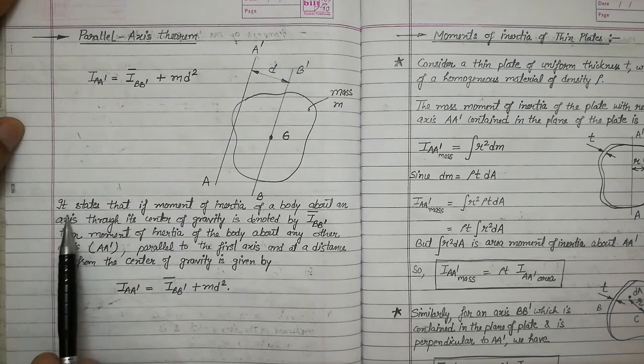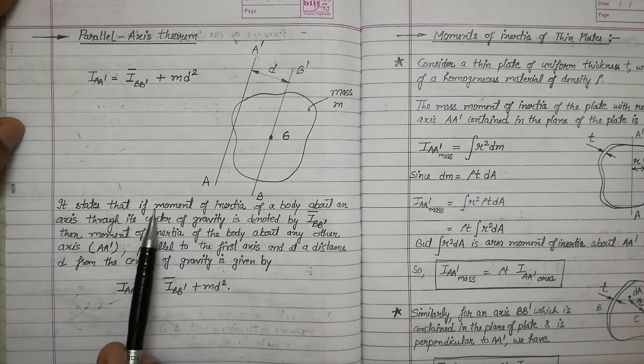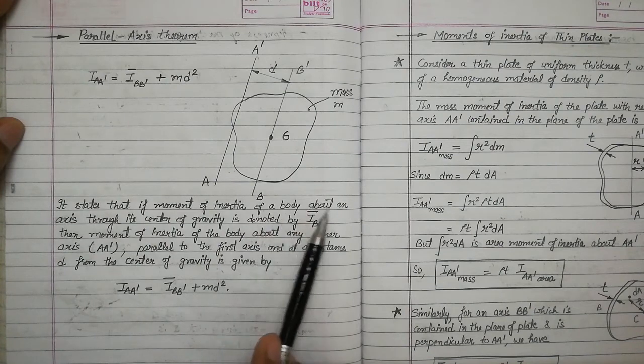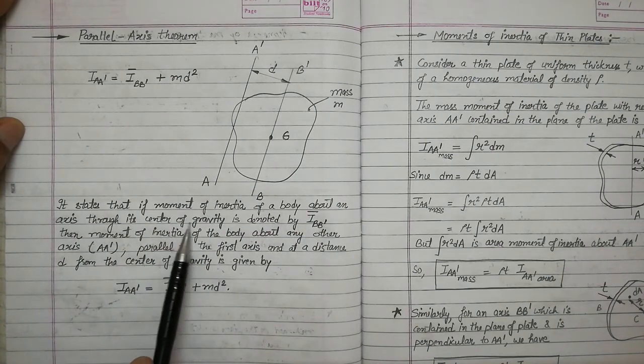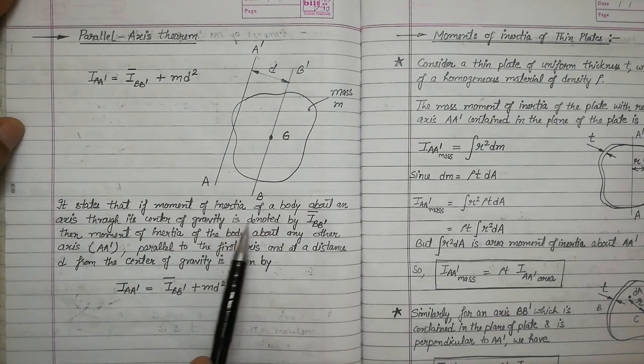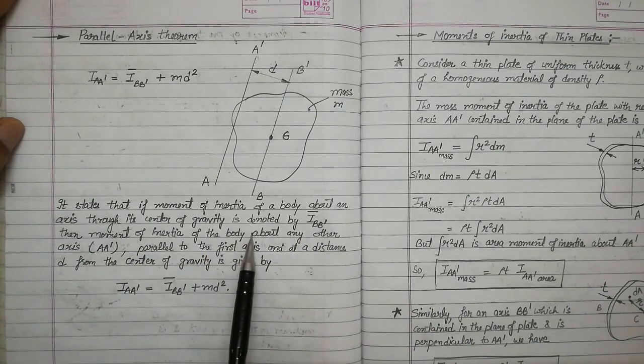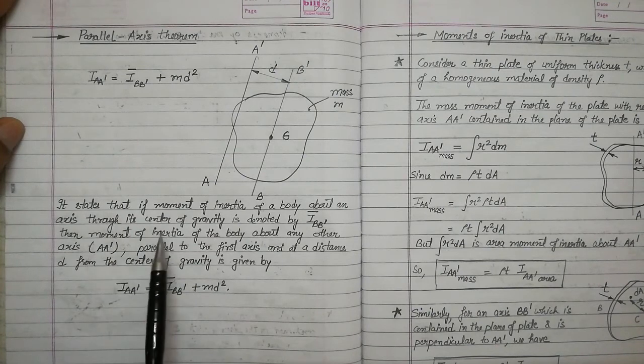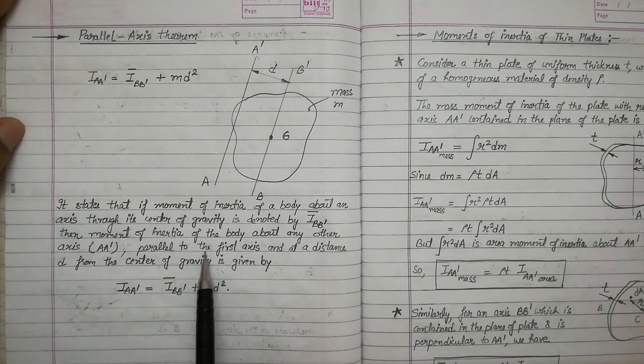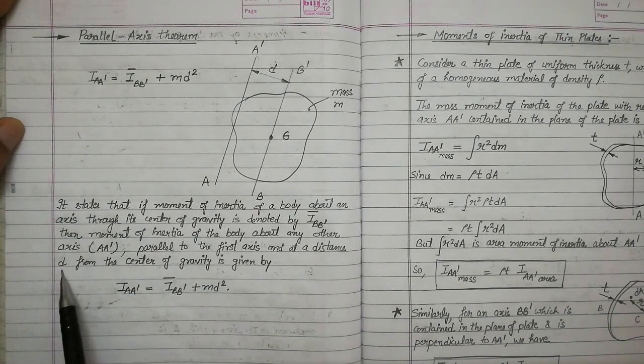Let us now read the definition also. It states that if the moment of inertia of a body about an axis through its center of gravity, that is the centroidal axis, is denoted by I bar b dash, then the moment of inertia of the body about any other axis, let us say a dash, parallel to the first axis and at a distance d from the center of gravity, is given by this equation.